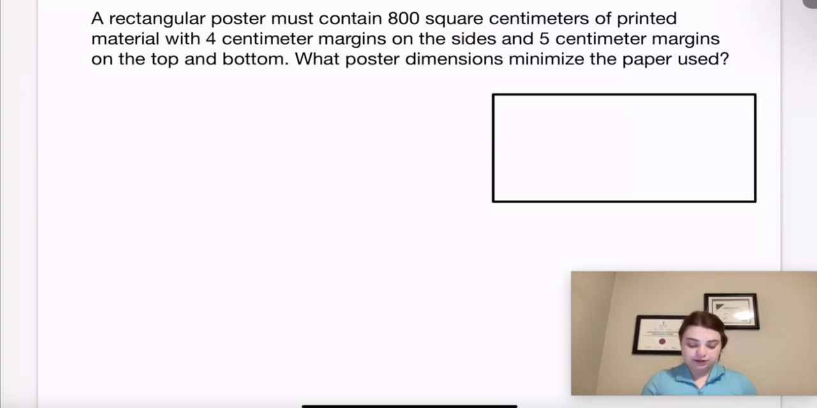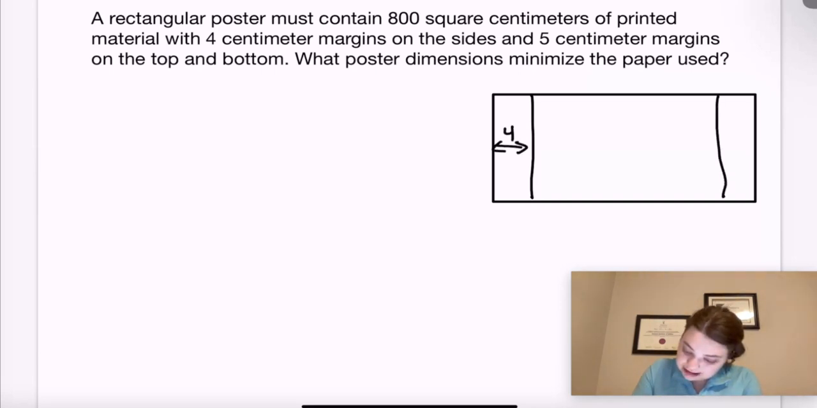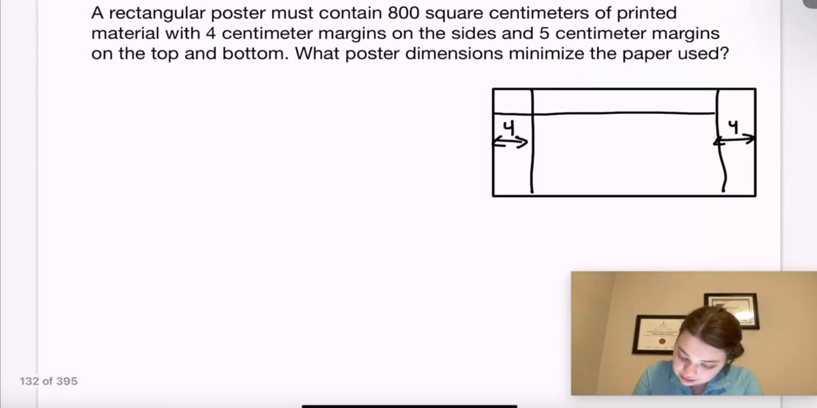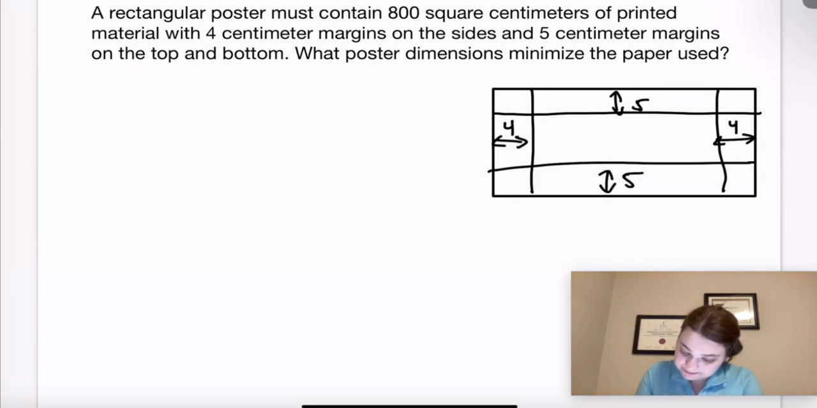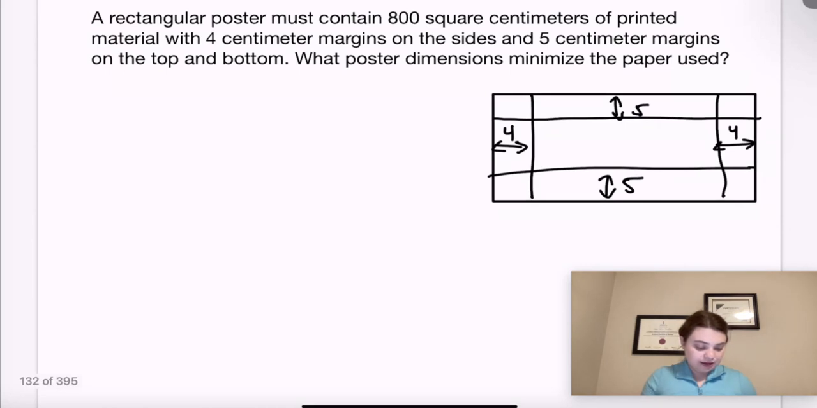So in this case, what I'm going to draw here is we need 4 centimeter margins left and right. So we have 4 centimeters here, and then another 4 centimeters here on this side. And then on the top and bottom, we have margins of 5. Like that. Okay, so therefore our total width is going to be the actual width plus an extra 8.